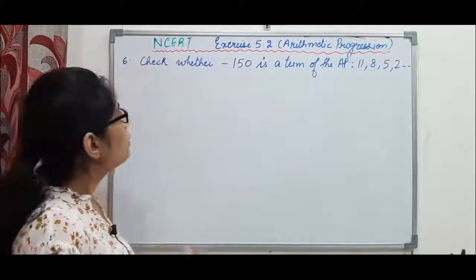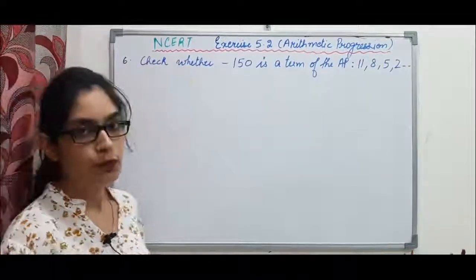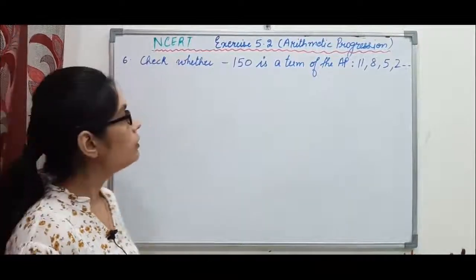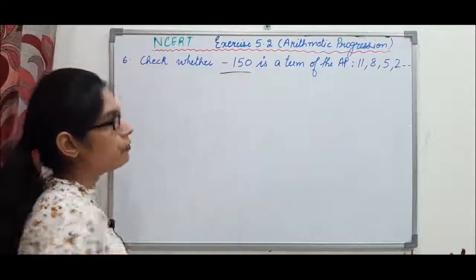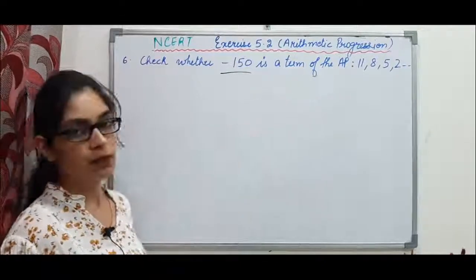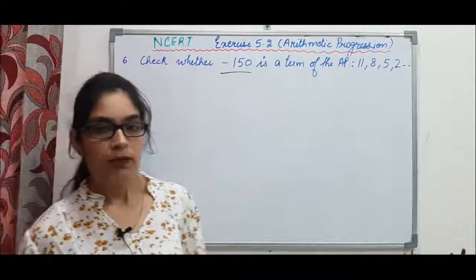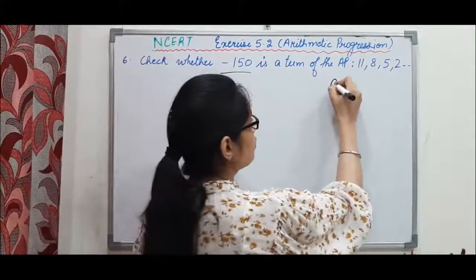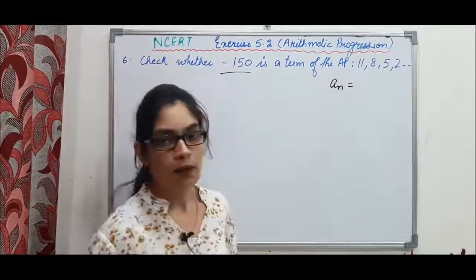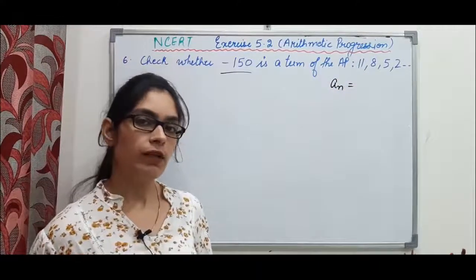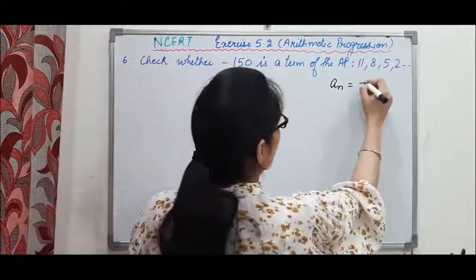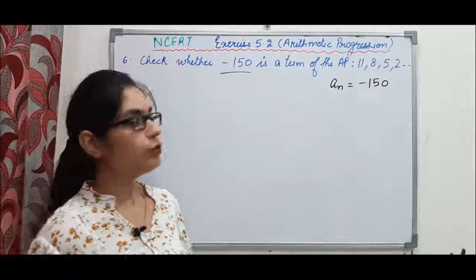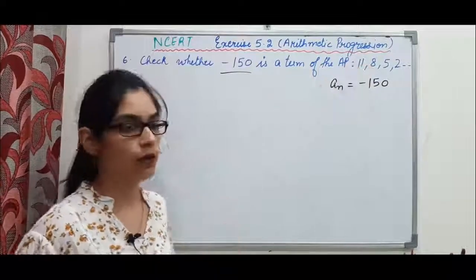In the sixth question, it's given, check whether minus 150 is a term of the AP. So AP is given, we have to check whether minus 150 belongs to this series or not. See, in the previous parts I have told you whichever term they give, that term we always have to assume as an. We will assume that term as an and we can find the value of n. So an, I can say it is minus 150, because this term only we have to check whether it belongs to this sequence or not.